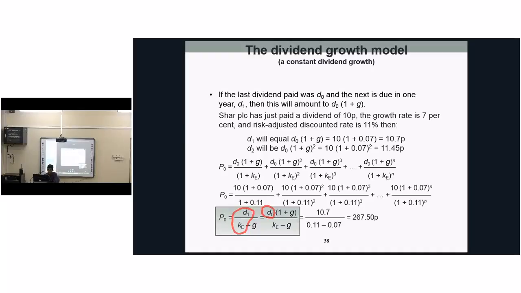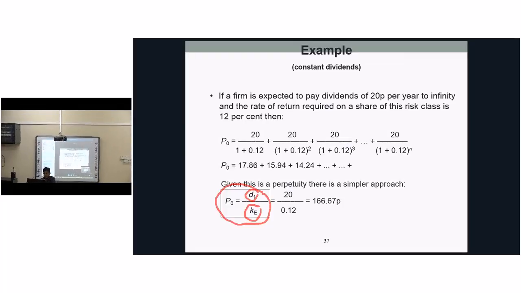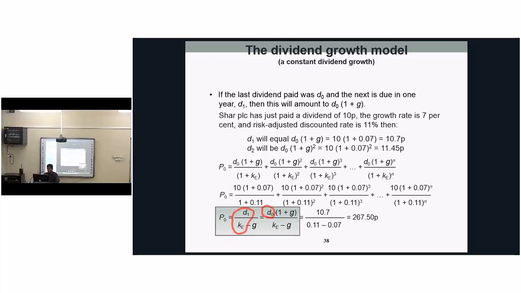In the previous calculation, yes, we have D1, but there was no difference between D0 and D1 because we believe the dividend amount is constant. But when the dividend has a growth, what you pay this year is not the same as next year. Therefore we need D1. So we take the dividends today, D0 times (1 plus G), to arrive at D1, and divide that by KE minus G, so that we can calculate the value of the business using the formula. Then your share price is going to be 2.675 pounds, or in other words 267.5 pence.